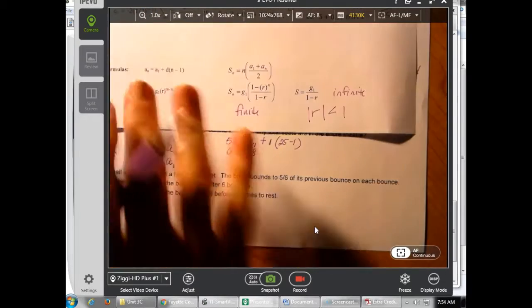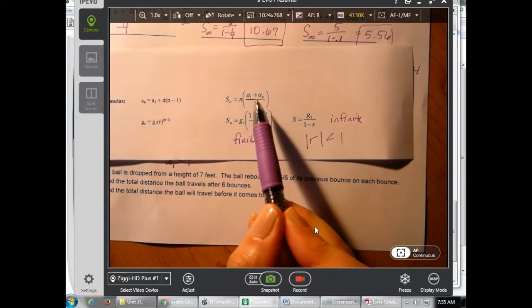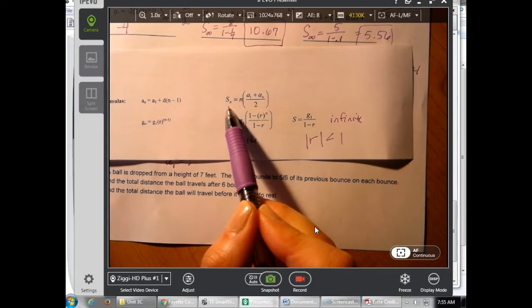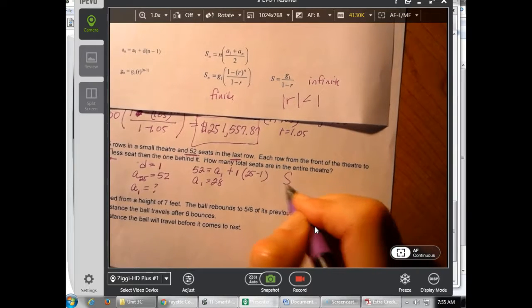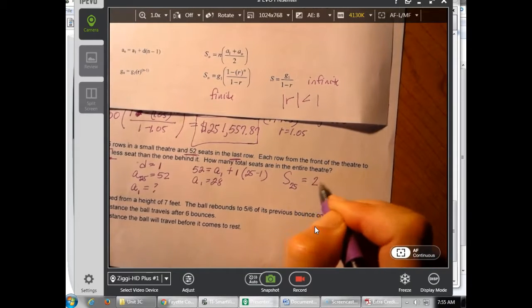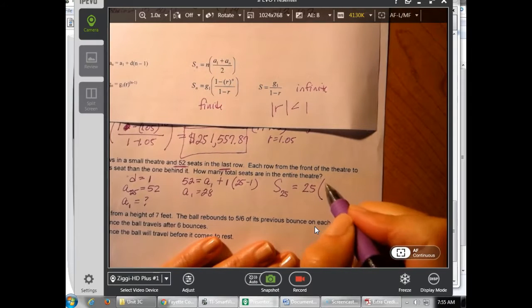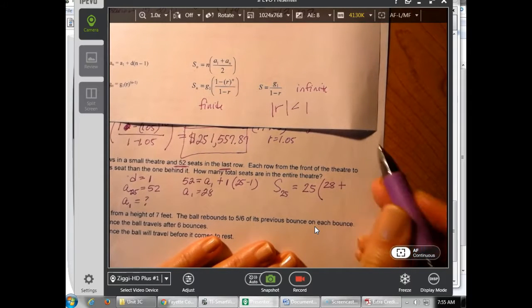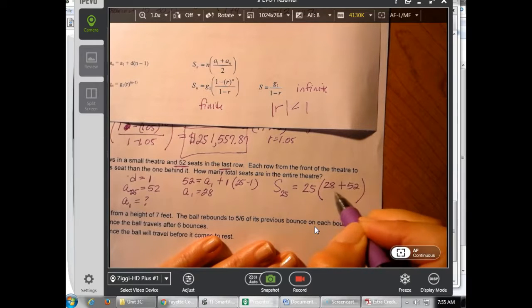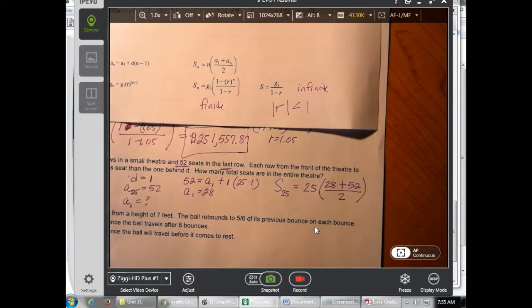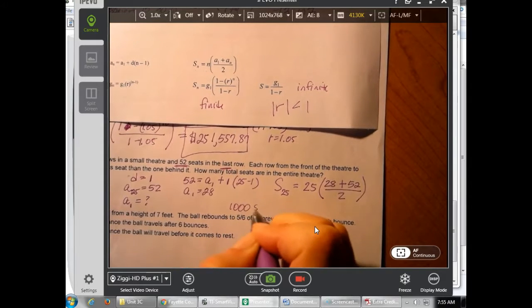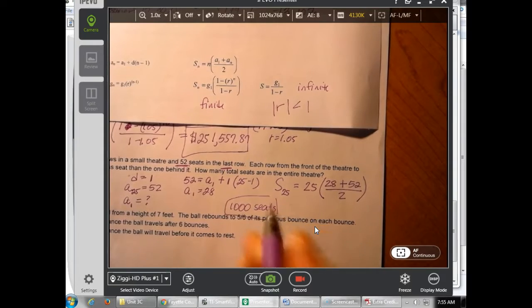And since we know that, we're ready to use this formula right here. So I know I'm summing through the last row, which we know is the 25th row. So I'm summing through the 25th row. So n is 25. My first value is 28. My last value is 52. And then I have to divide by the number 2. So that is how you would do that one. And I got 1,000 seats. And you do want to put this with units because it's seats.